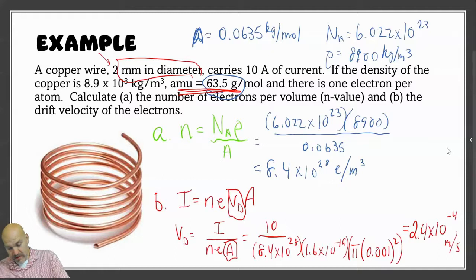Hit the wrong button. So note they're not moving very fast, but they are moving. So that tells us that the electrons are flowing through our wire once we pass a current through it.